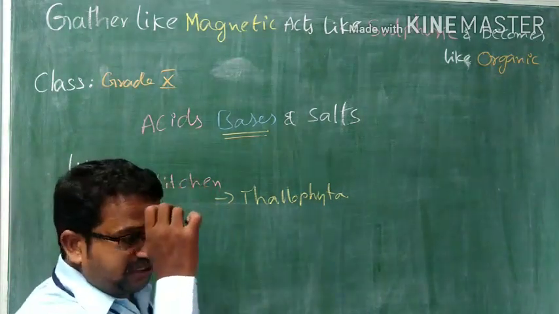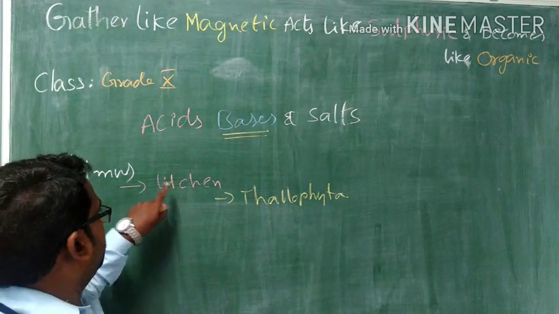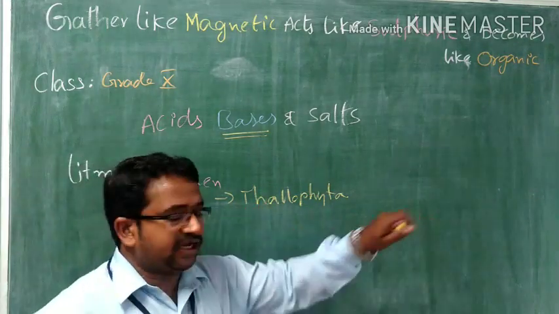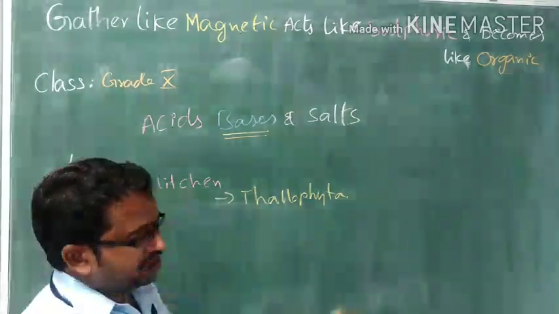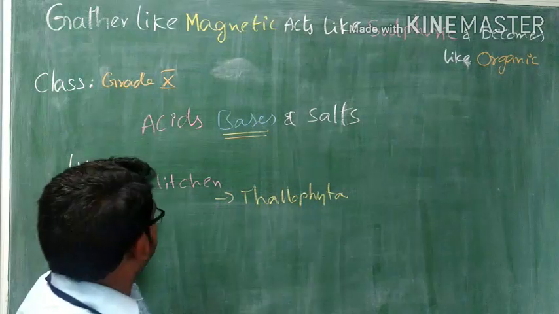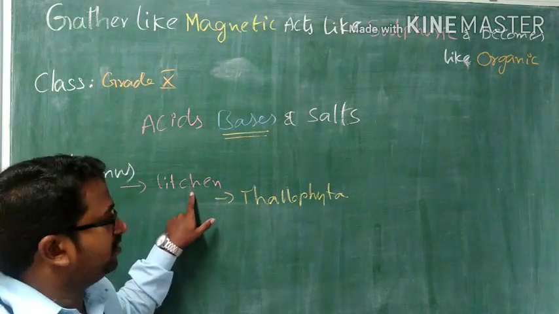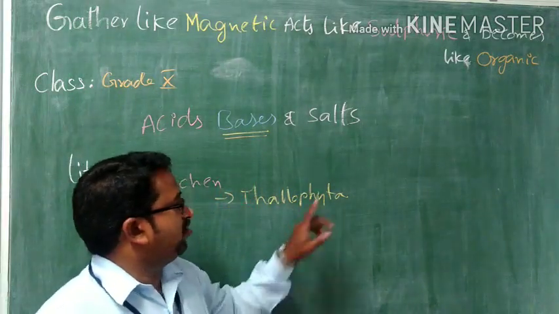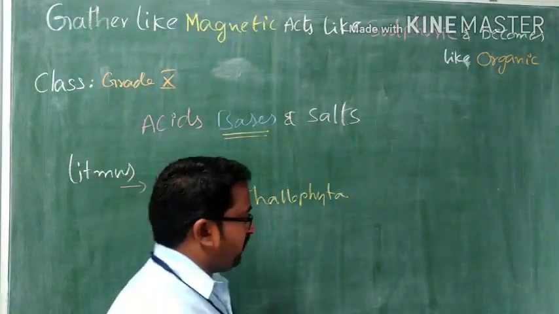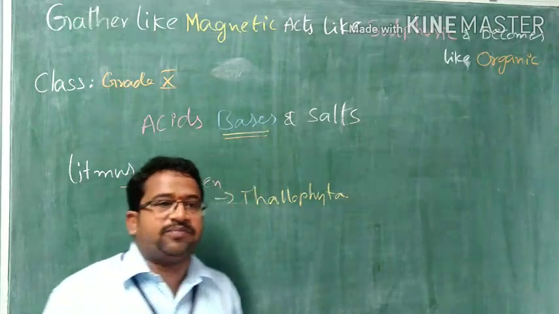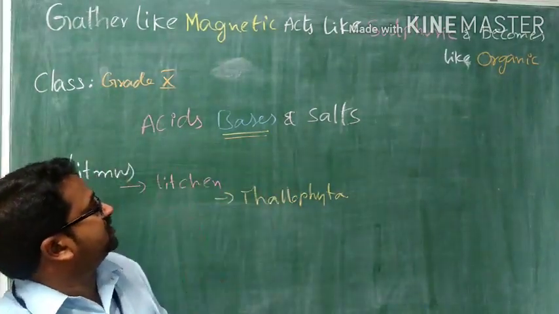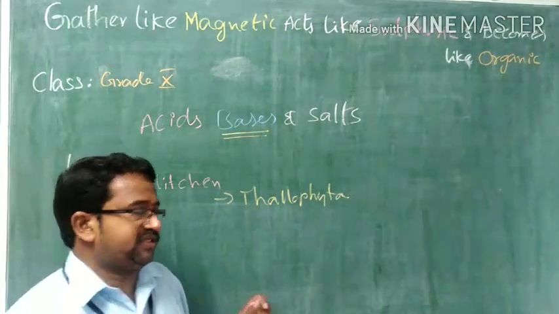Once a question is given like this, the litmus solution can be obtained from the family of dash. Options are given, and out of that you have to select. So litmus solutions can be obtained from the lichen plant, which belongs to the Thallophyta. Right. So from this litmus we have blue litmus and red litmus. And blue litmus will convert into red by the acids.